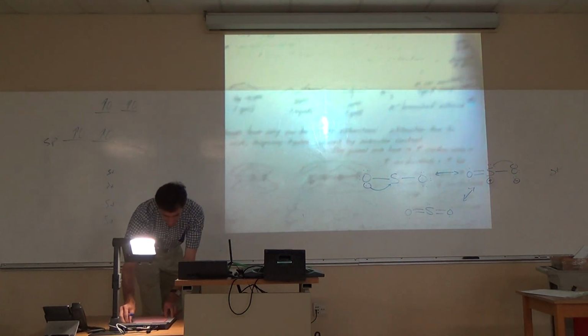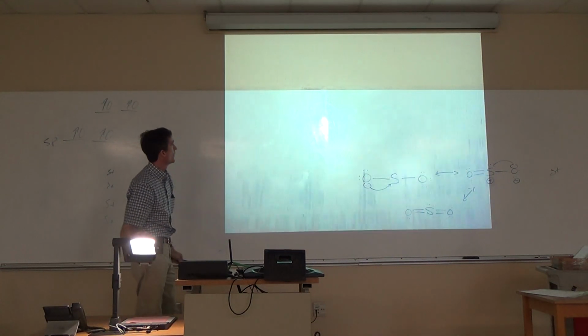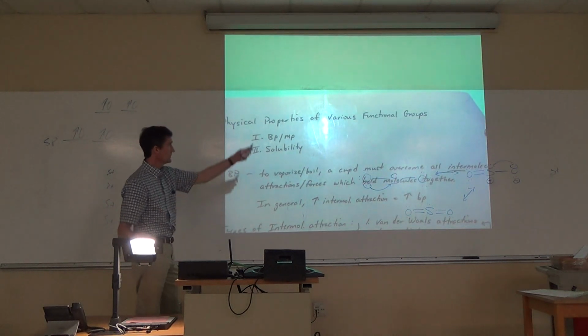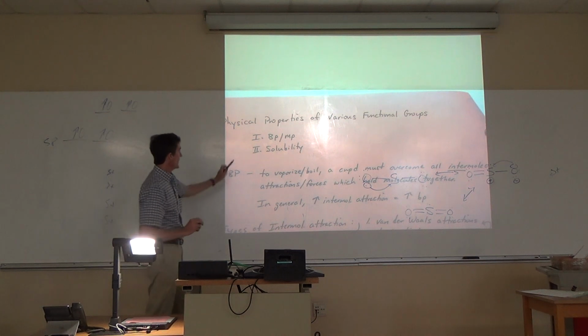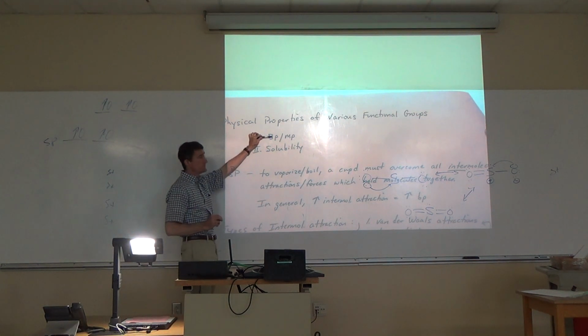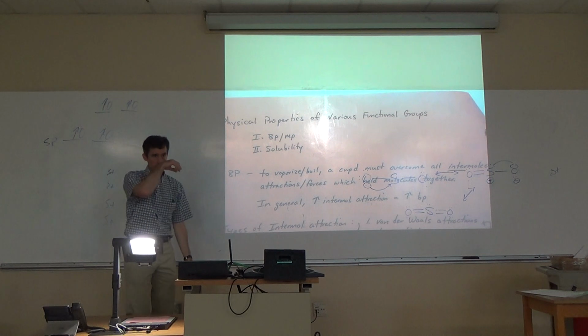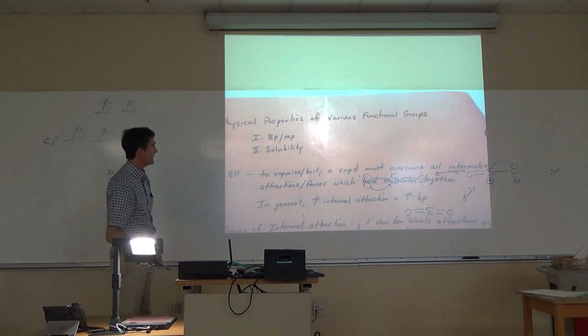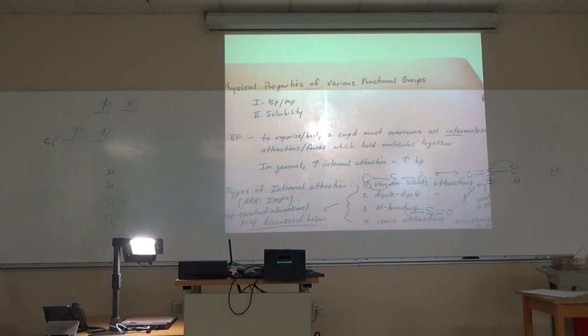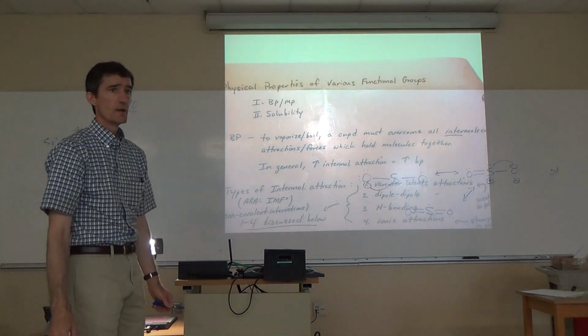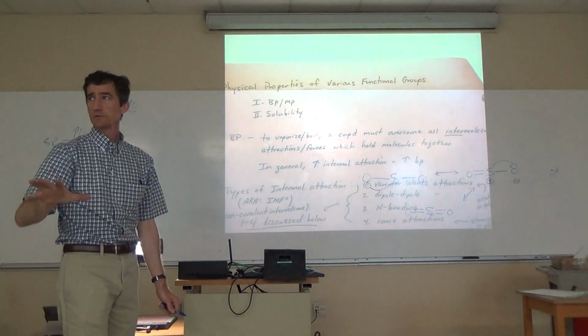Okay, physical properties of functional groups. Or molecules. Molecules largely consist of functional groups. Two main things we'll talk about here: boiling point and melting point, and then solubility. Boiling point. Of course, to boil something, you have to overcome all intermolecular attractions. All right? If you're all the same molecule in a flask here, kind of like your liquids, we'll talk about boiling point.